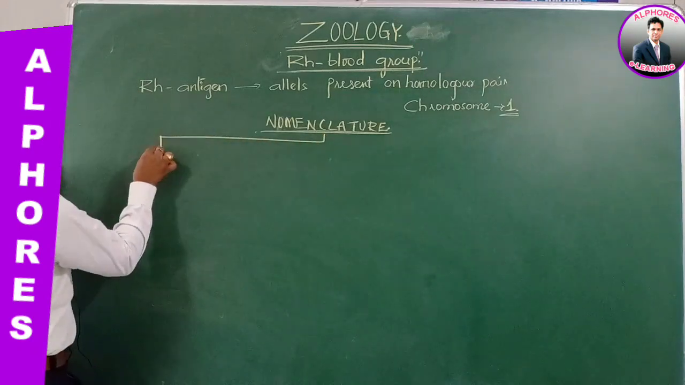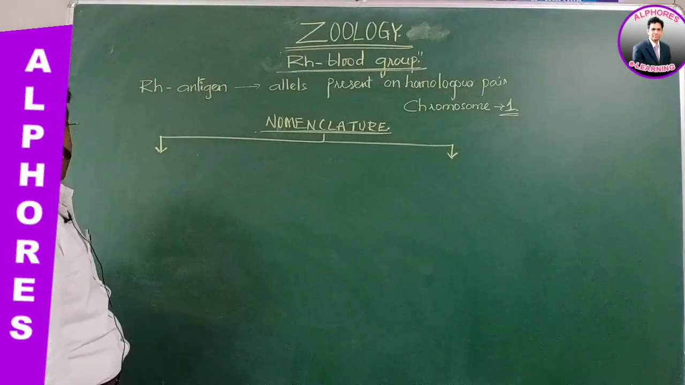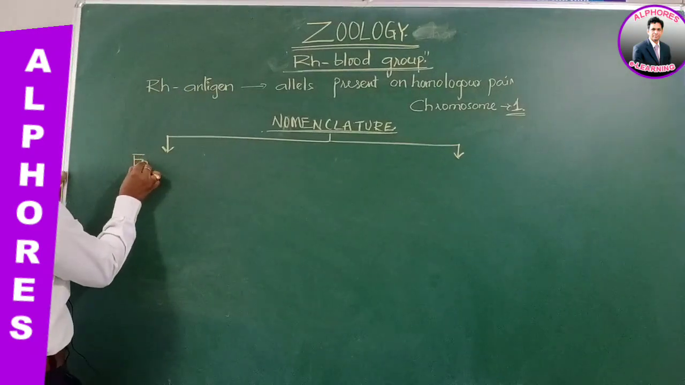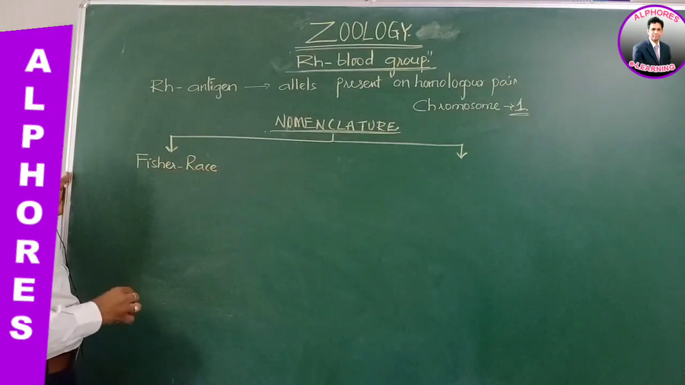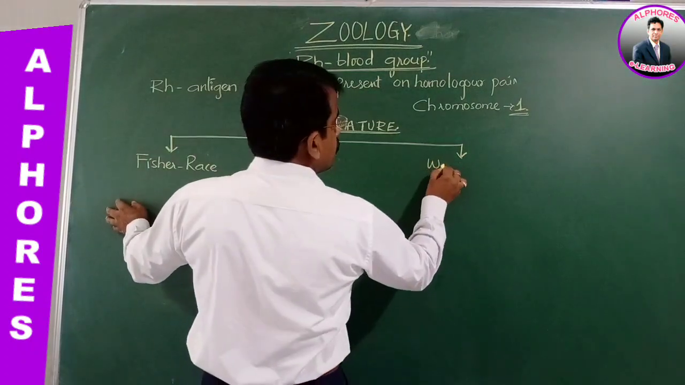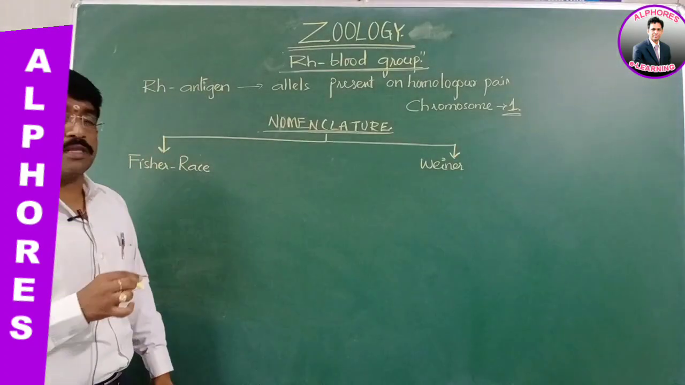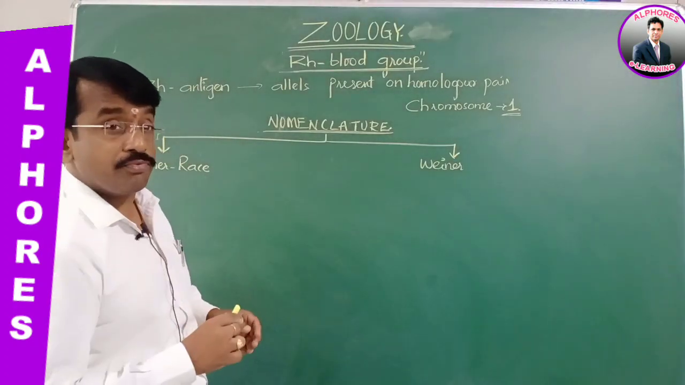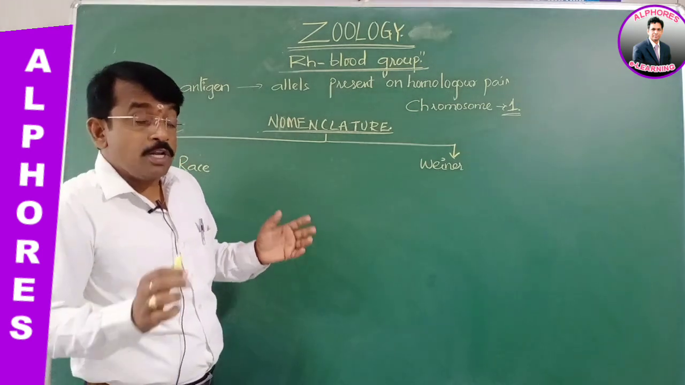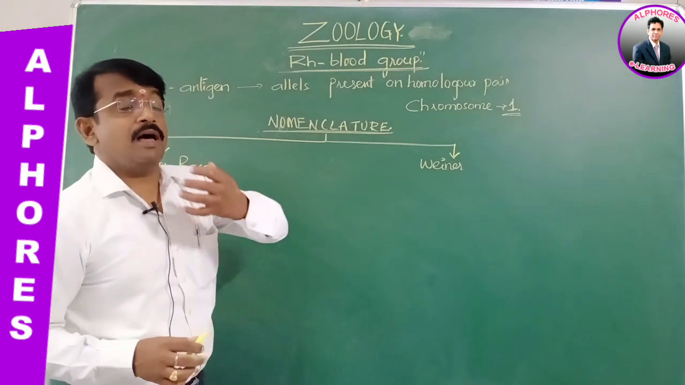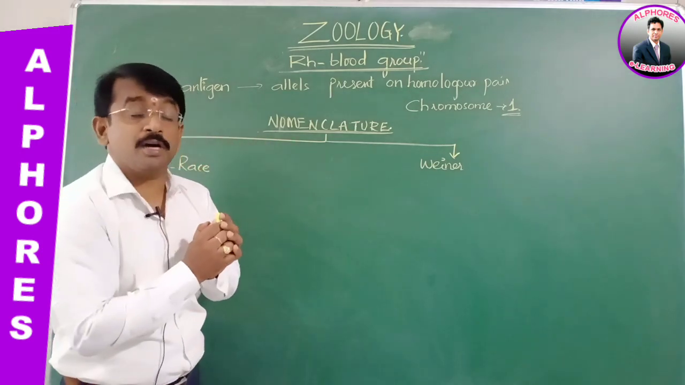There are two types of nomenclature we came across. One is the Fisher and Race nomenclature system, whereas the other is the Wiener nomenclature system. What do you mean by this? That is, how does the inheritance of the Rh antigen take place? What is the process involved? What are the alleles? Where are they located? That is what we are going to discuss here.